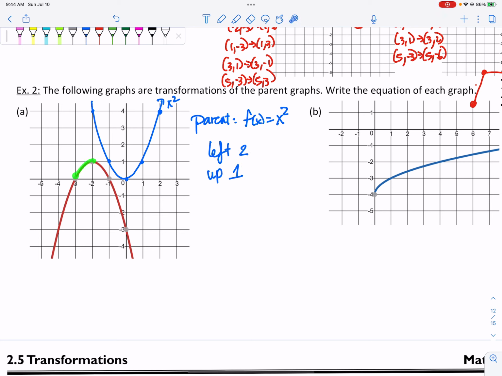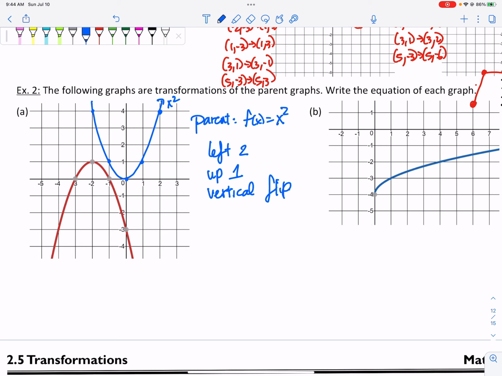And then there's a vertical flip. The graph looks like it's been flipped vertically. So let's jot that down: vertical flip. The shape of the graph is not being stretched out in any way. So there's no stretch, just left, up, and vertical flip.